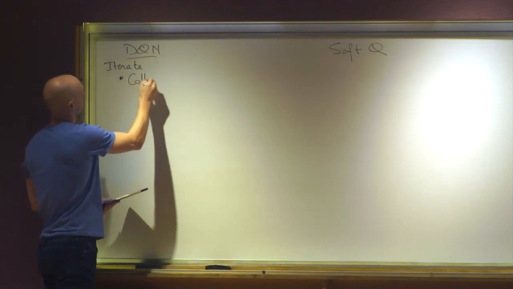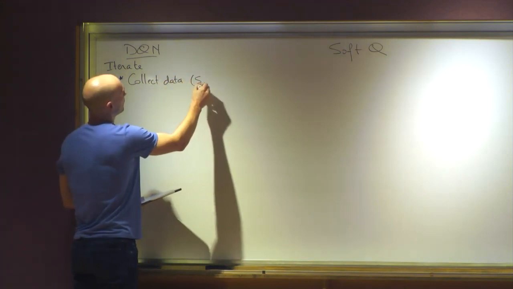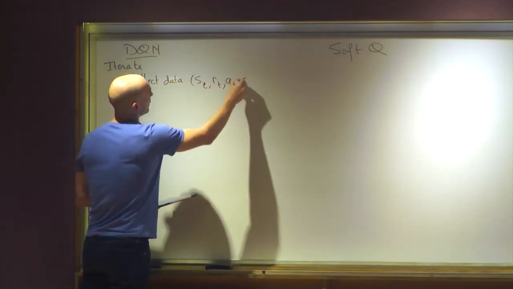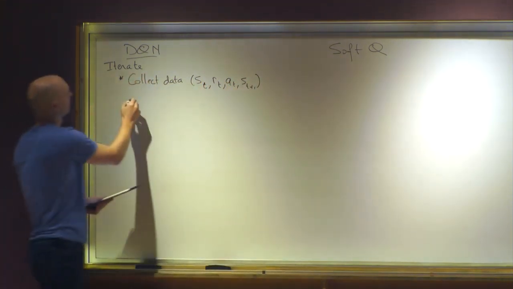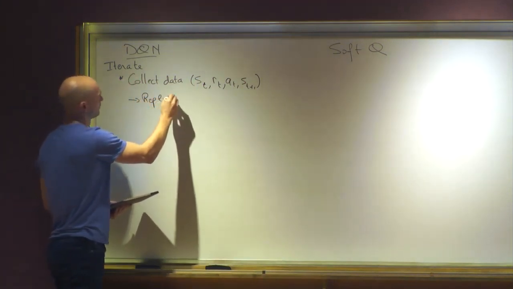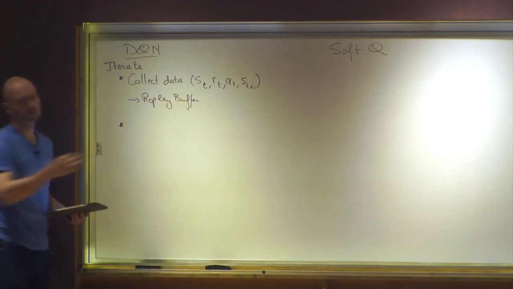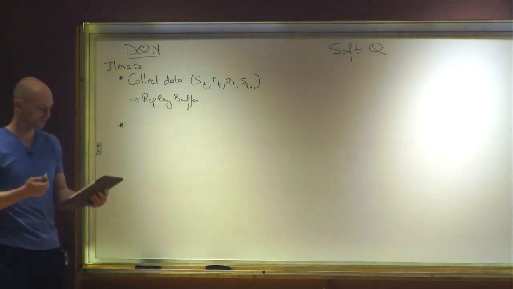Collect data, which is things of the form s_t, r_t, a_t, s_{t+1}, and put it into the replay buffer. And then after a bunch of new data has been collected, or possibly asynchronously, you have a data collection process and a learning process working asynchronously, you do a few updates to your Q function.